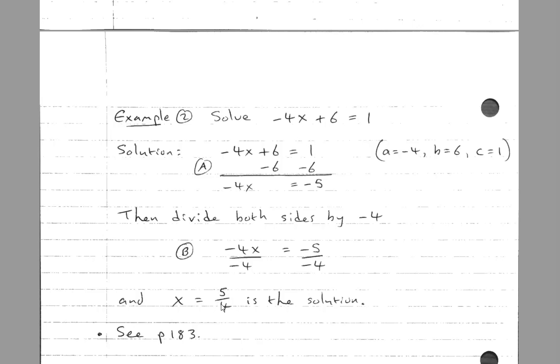And you can check that it works. Checking the solution, if you put in 5 over 4 for x, negative 4 times that 5 over 4, you can see these 4's cancel. You're just left with negative 5 plus 1, that's plus 6, is equal to 1.